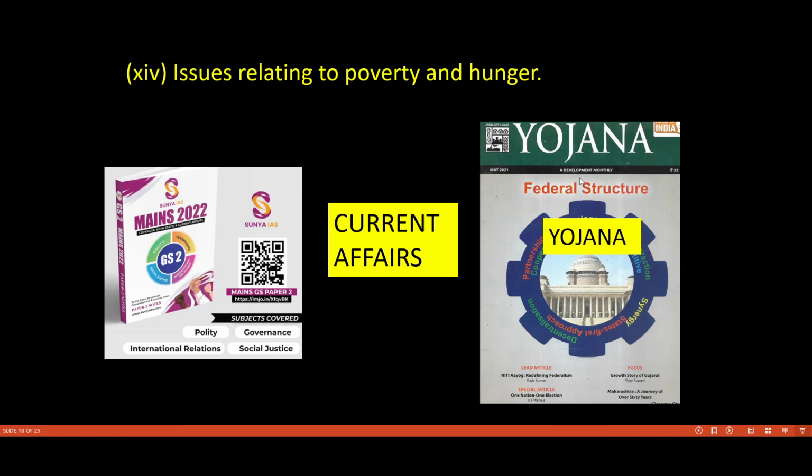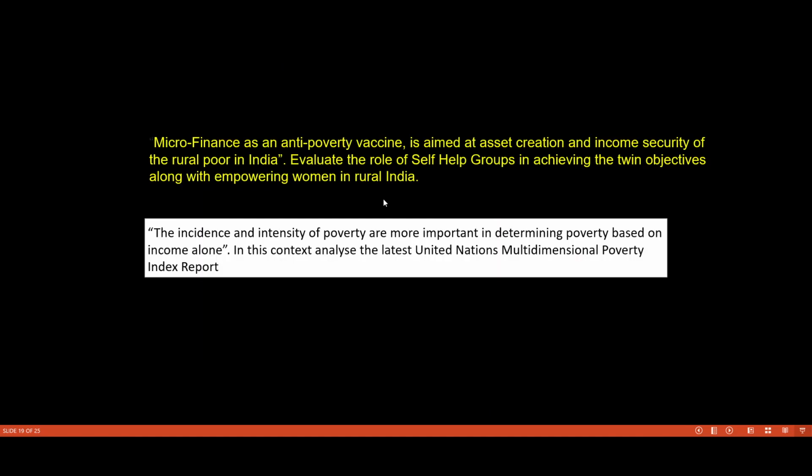For example, when the Swachh Bharat scheme was there, the ODF concept and the concept related to WASH were discussed very nicely in this magazine. In Yojana, I was able to build my concepts from there. So you can study it from there. All right, let's see the next question.